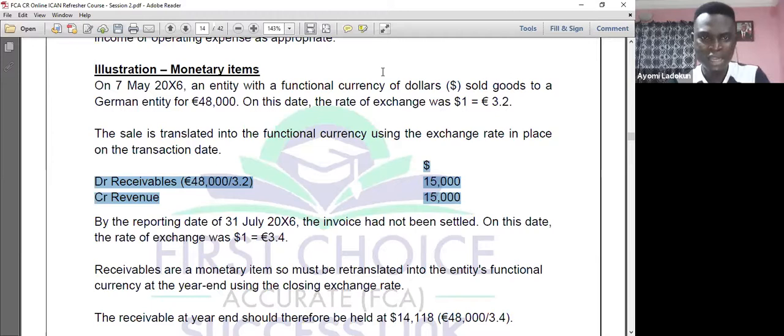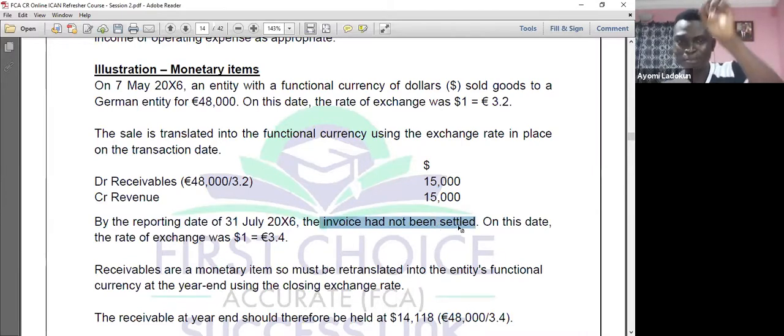I love that. Then Rabia, do you now understand why we are crediting revenue? Let me see your feedback. Let me quickly explain this, then we say bye-bye to IAS 21. You have other notes, please take your time and look at them. So you understand how we got this 15, if you remember the past illustration. He now said, by the reporting date, July 20x6, the invoice had not been settled. Can you see? By the end of the year, they have not settled the invoice.